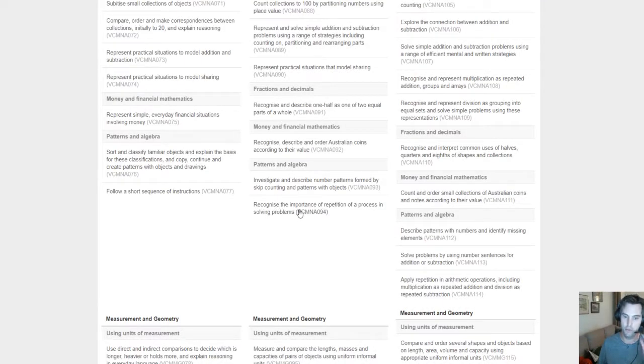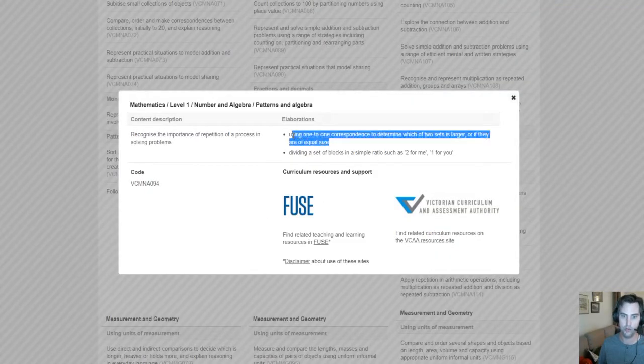And then recognizing the importance of repetition of a process in solving problems. So using one-to-one, these are the elaborations I'm reading, by the way, which is basically just more information about the content descriptor. Using one-to-one correspondence to determine which of 2 sets is larger or if they are equal size. That's about counting.